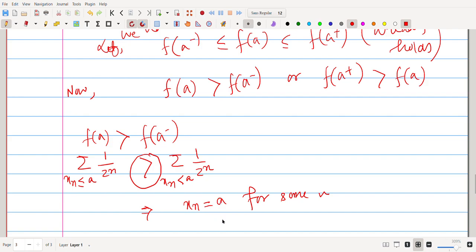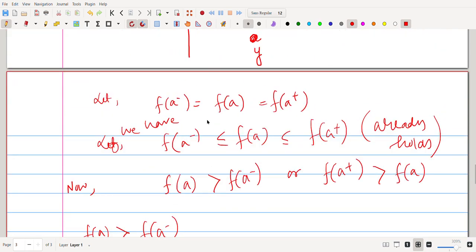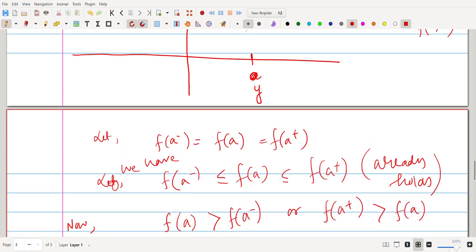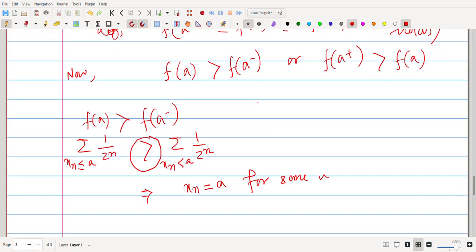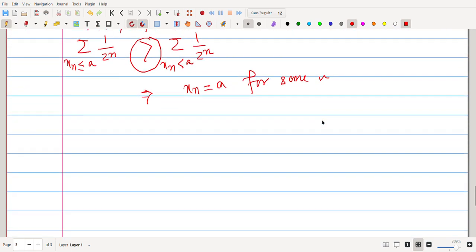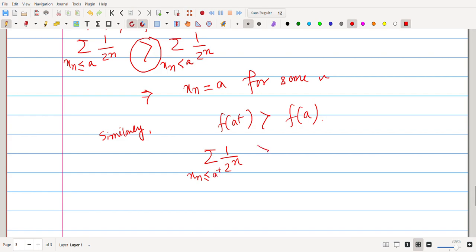But that is a contradiction to our assumption, because we already assumed that x... Oh, okay, we are taking it to y, right? Okay, let's take it here. There's no issue. That gives me a contradiction. Similarly, if this happens, that means what? xn less than or equal to a plus.